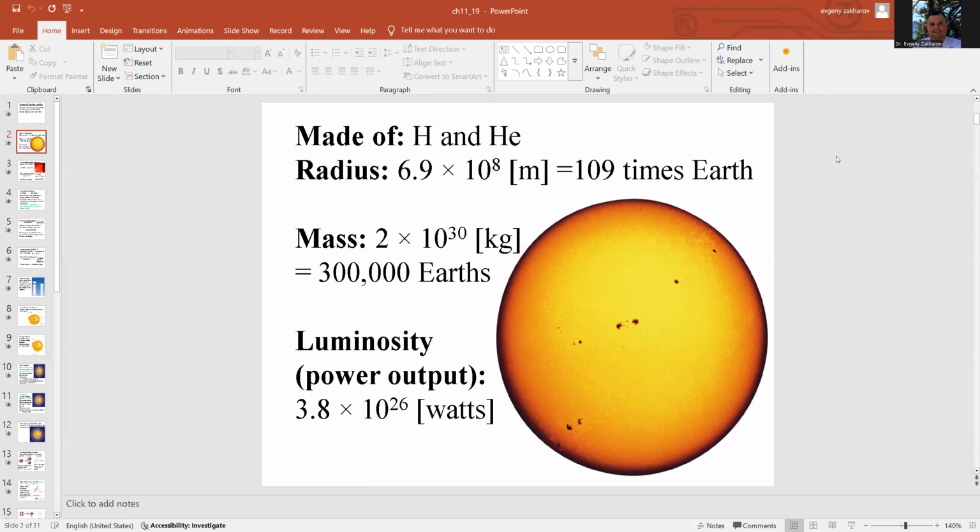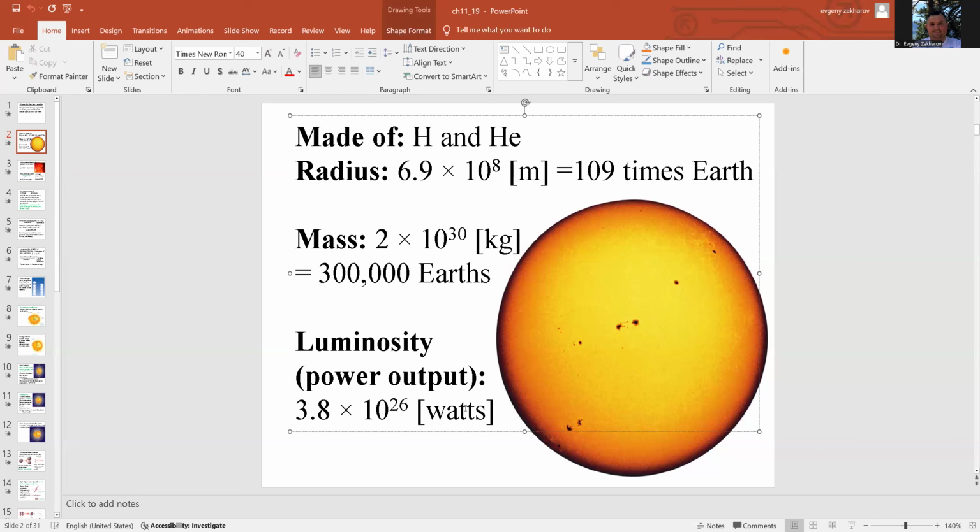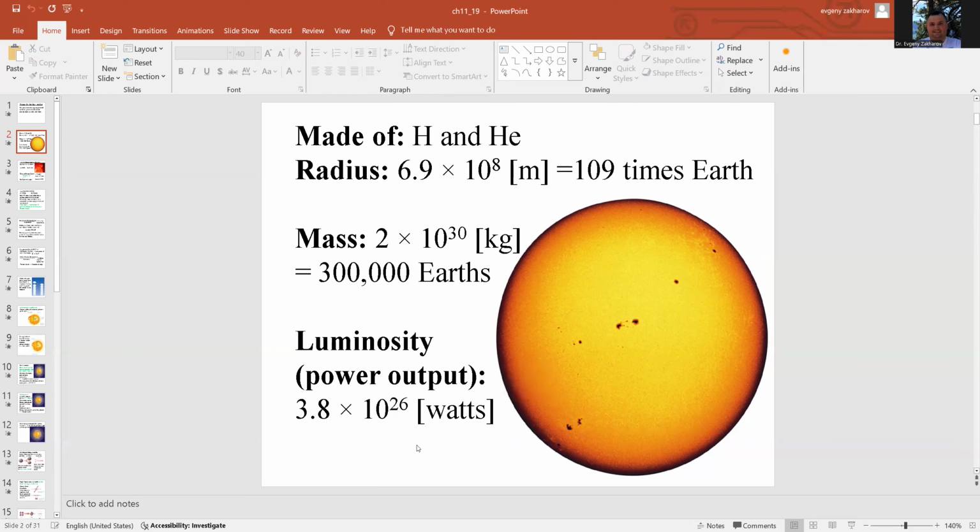The power output, the amount of energy that it generates in 1 second, it's 3.8 times 10 to the power of 26. And see, the units are watts. Watts are joules per second. So it's this many joules in 1 second. And no power plant can be compared to this kind of a power plant. It's just out of this world amount of energy.